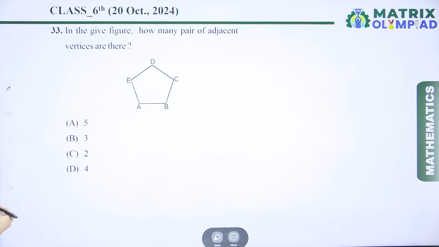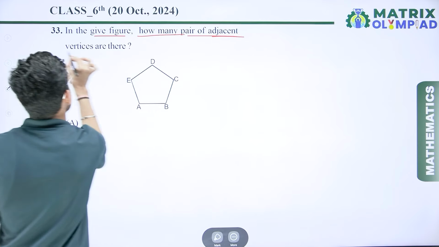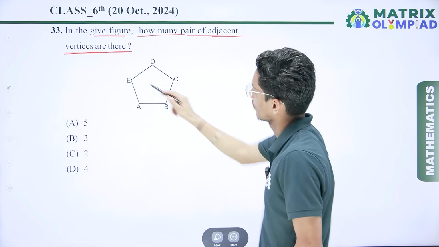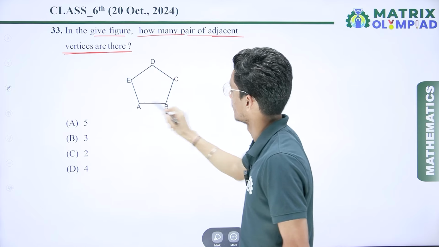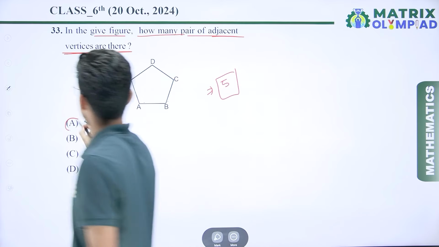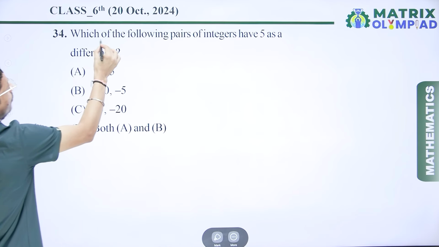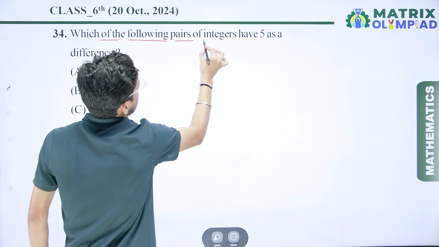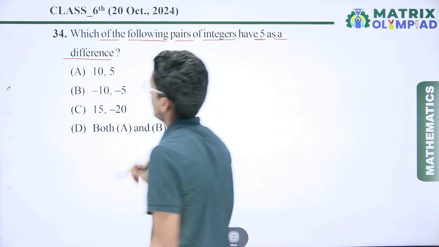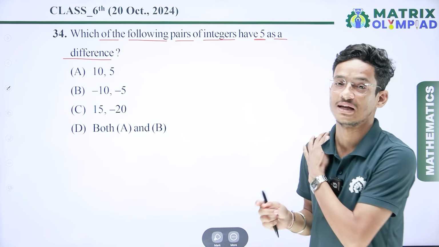So now if I talk about the next question, in the given figure, how many pairs of adjacent vertices are there? So check the adjacent vertices: 1, 2, 3, 4, 5. So the number of adjacent vertices is 5. So option number A is the correct answer. Now the next question is, which of the following pairs of integers have 5 as a difference? So here we are given options and we have to find which option has a difference of 5.